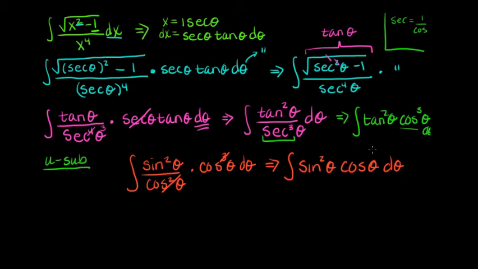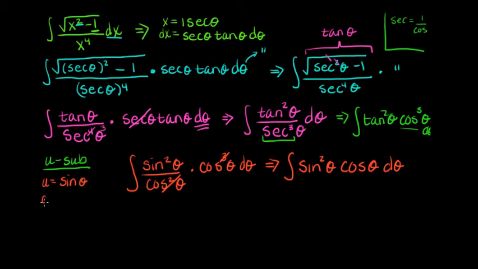If we had a squared here, we would have an identity. We are just a little bit off from an identity, so that's why we're going to use u substitution. Okay, so for u sub, let's let u equal sine theta.